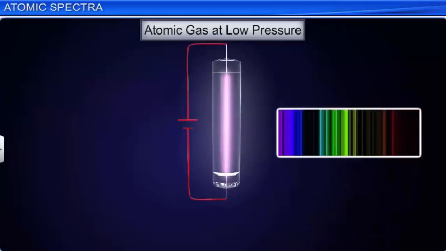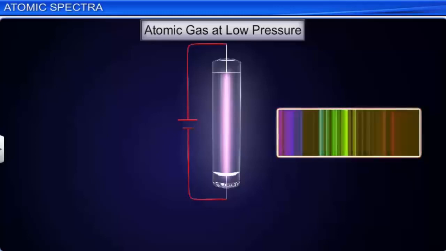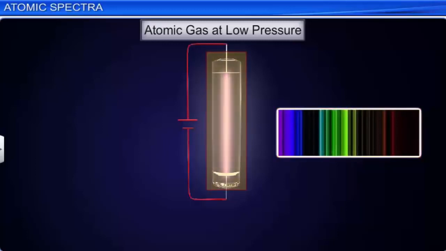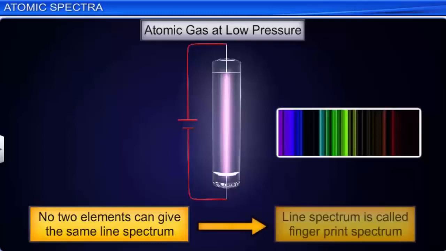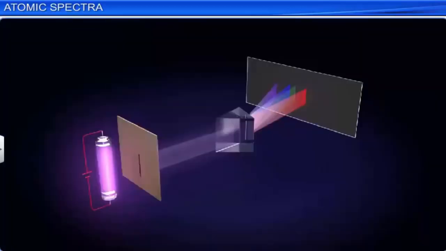When an atomic gas or vapor is excited at a low pressure, by passing electric current through it, it emits radiations containing certain specific wavelengths only. Such a spectrum is called the discontinuous emission line spectrum. The line spectrum is characteristic of the element emitting it. This means that no two elements can give the same line spectrum. Hence, it is also called the fingerprint spectrum. An emission line spectrum consists of bright lines on a dark background.